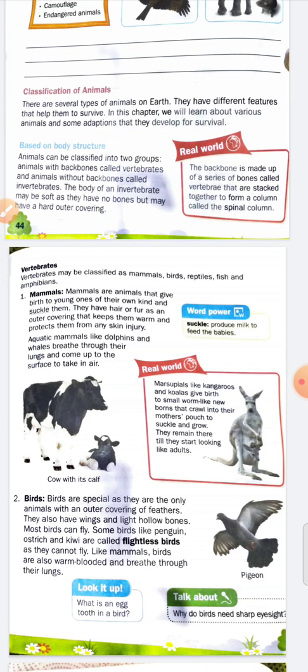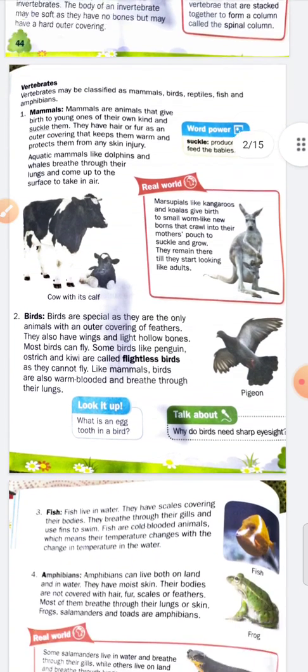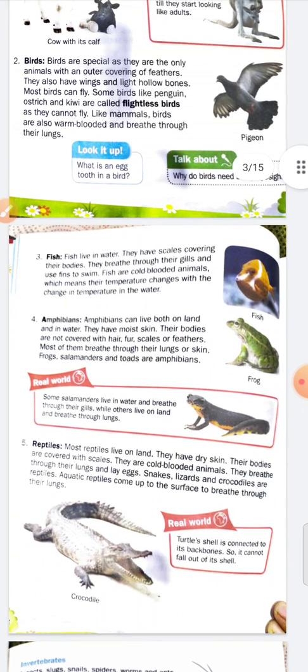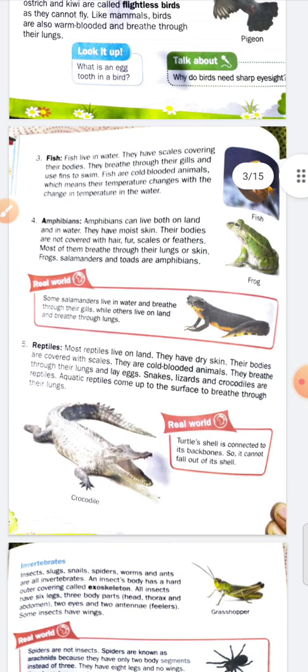Understand? Now first we will discuss the vertebrates. What do you mean by vertebrates? Animals with backbone. Now you tell me, are you vertebrate or invertebrate? Yes student, we are vertebrates, because we have backbones. Vertebrates may be classified as mammals, birds, fish, amphibians, reptiles. Then we will discuss invertebrates.